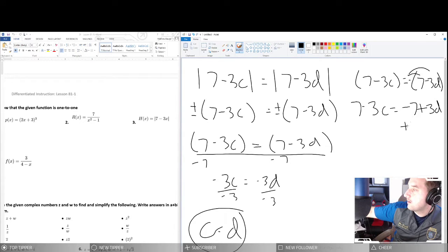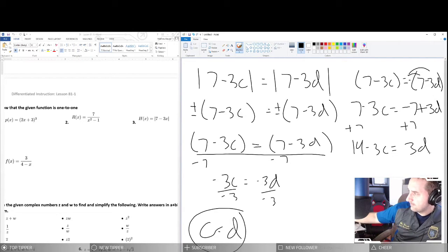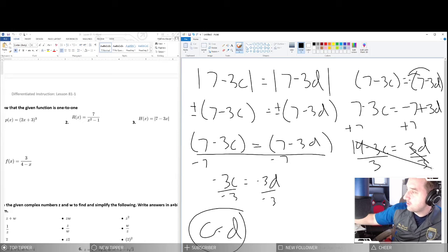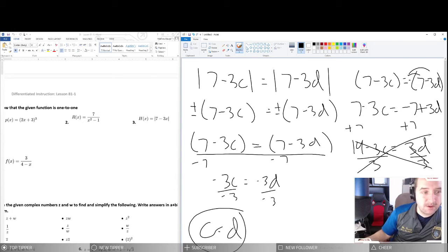Well, somehow, okay, add 7 maybe. Oh, now I have 14. So I get 14 minus 3c equals 3d. Well, if I get d by itself, it's not c equals d. So it's actually impossible on that one to get c equals d. So because it's impossible for me to get c equals d, it's not 1-to-1.